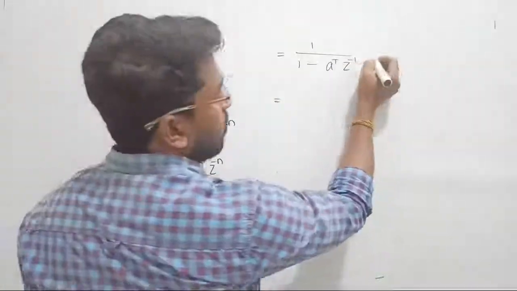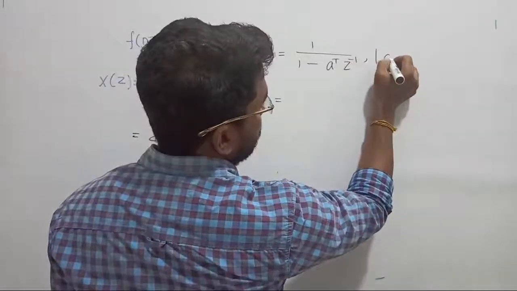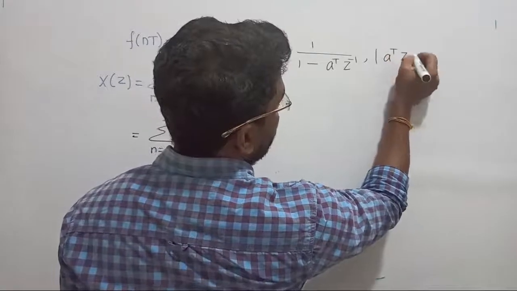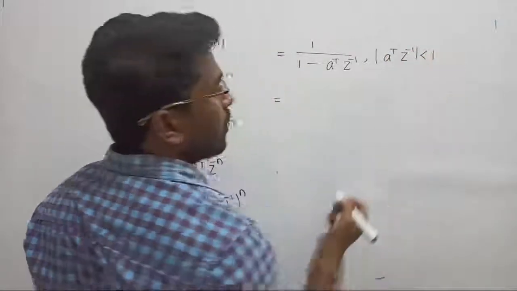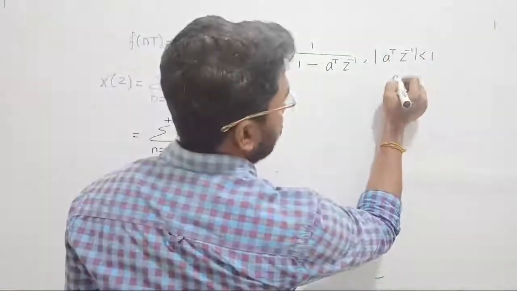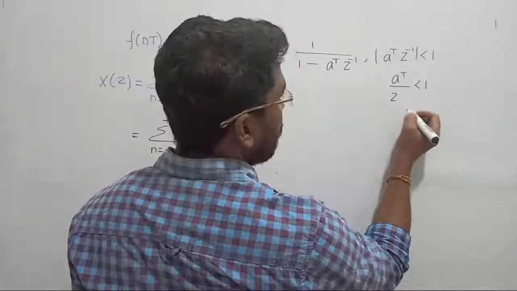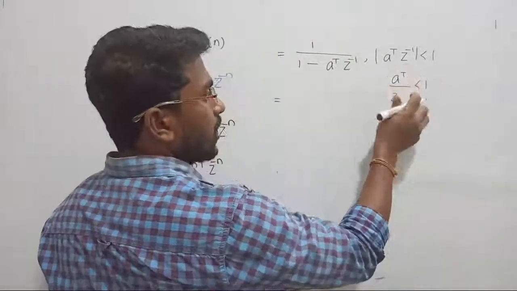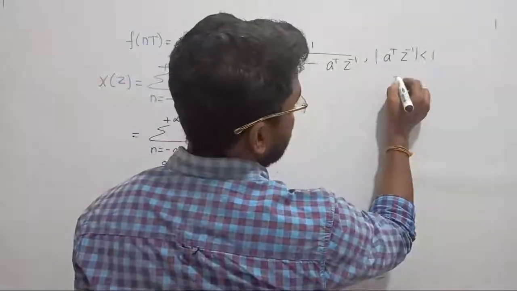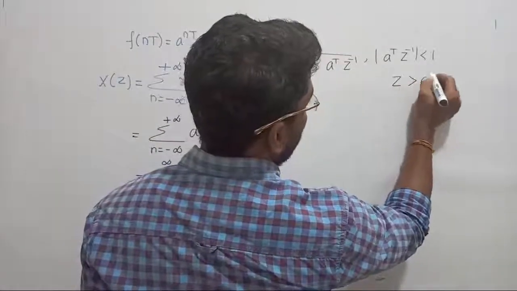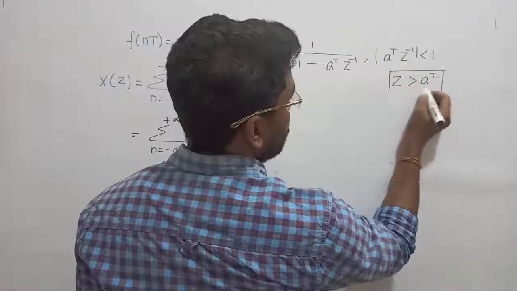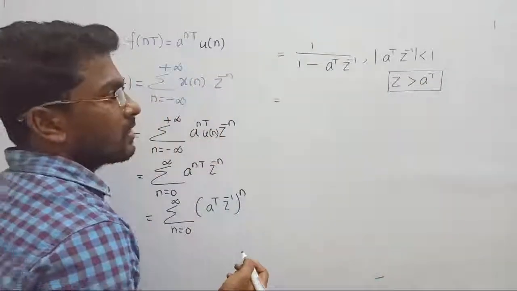Further, first let me define the ROC. The ROC of this function becomes: the mod of a^t · z^-1 should be less than 1, or we can say a^t upon z should be less than 1, or we can say the region of convergence is z should be greater than a^t. So let us write the answer directly. So z should be greater than a^t. That is the region of convergence for the given function.